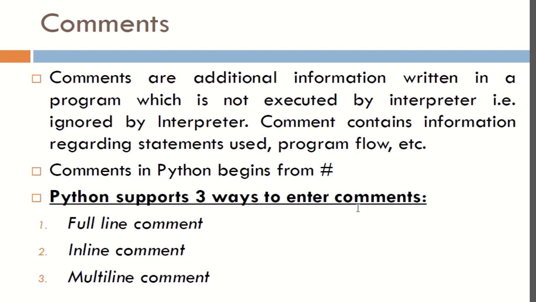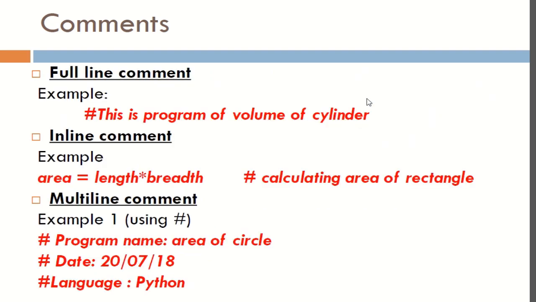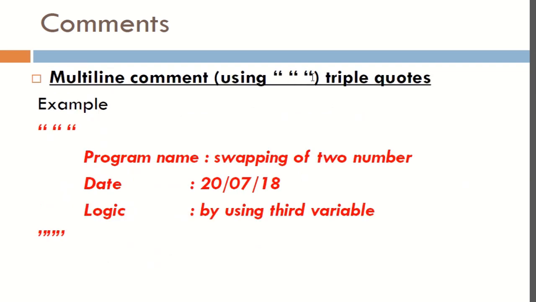Python supports 3 ways to enter comments: full line comment, inline comment, and multi-line comments. Full line comments means you can give the comment like this. Inline comments means, like in the program you are writing, hashtag calculating area of rectangle, so this is an inline comment. And multi-line comment means you are giving more than 3 comments. Like you are writing the expression and after the expression you write some comment, that is an inline comment. Next is multi-line comment: using hashtag you can give it, or using triple quotes you can also give the comments.